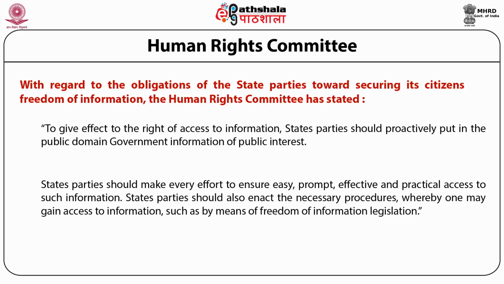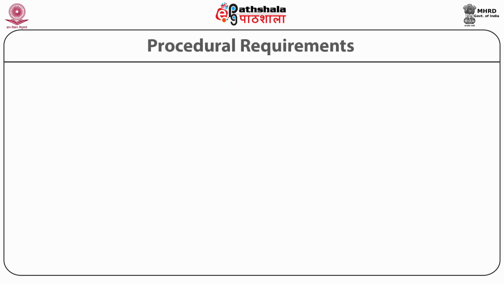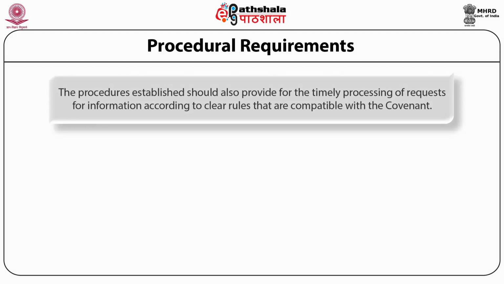States parties should also enact the necessary procedures whereby one may gain access to information, such as by means of freedom of information legislation. So, what are the procedural requirements that need to be satisfied to have an effective right of information in state parties? Basically, here's what Article 19 states. The procedures established should also provide for the timely processing of requests. You should have a set time frame in which the request will be first acknowledged and then processed and actioned. And they said that there must be clear rules that are compatible with the covenant.